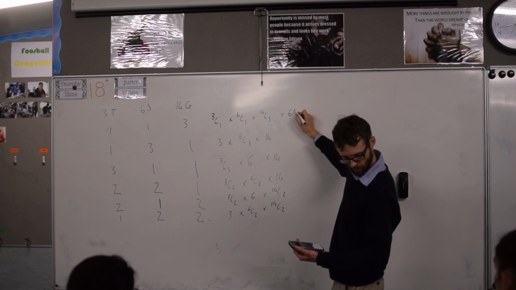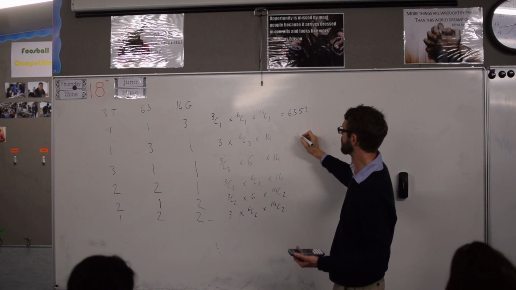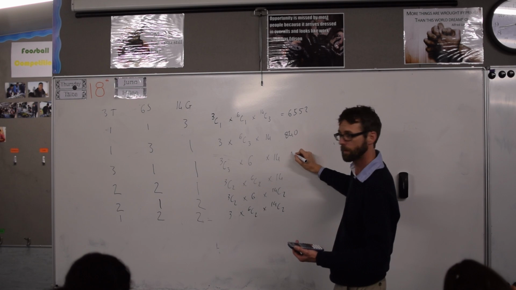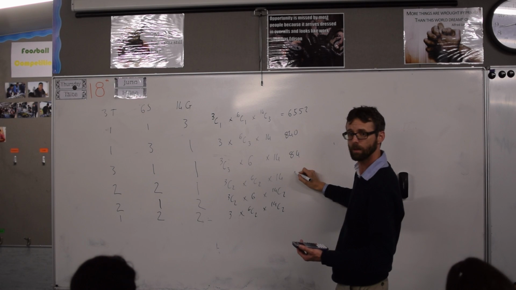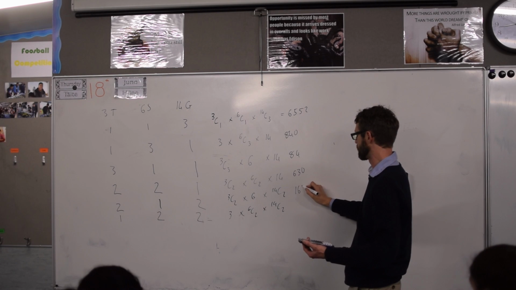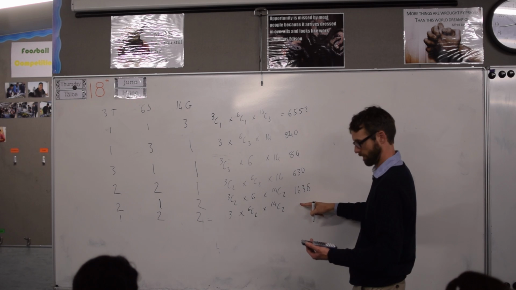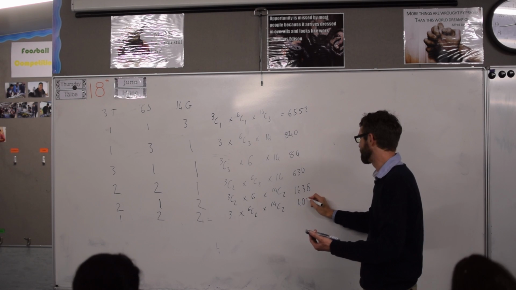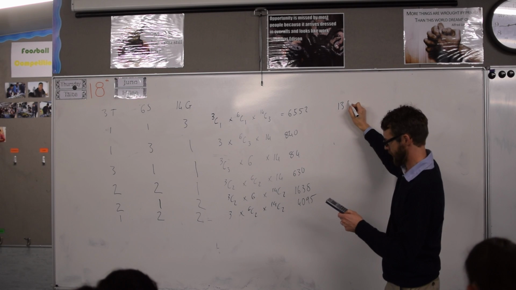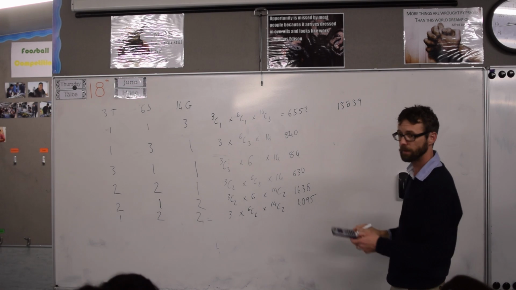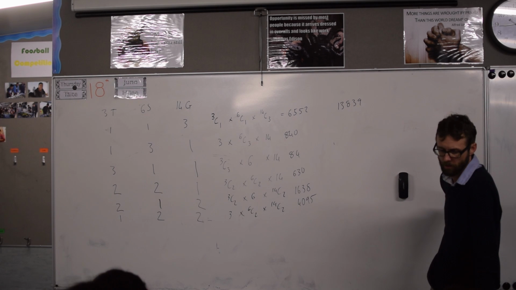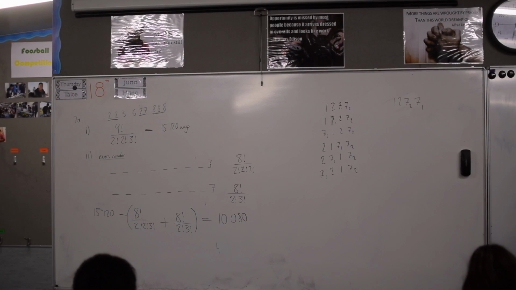Okay, first one. 6,552. This one, 804. This one, 84. This one, 630. 1638. Oh, that's me. I got 4095. Now let's add these all together. I'm getting 13,839. Oh, look at this.